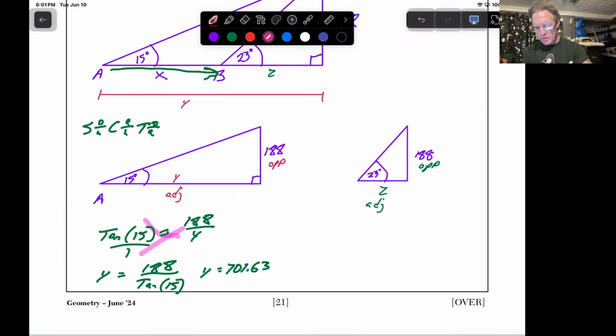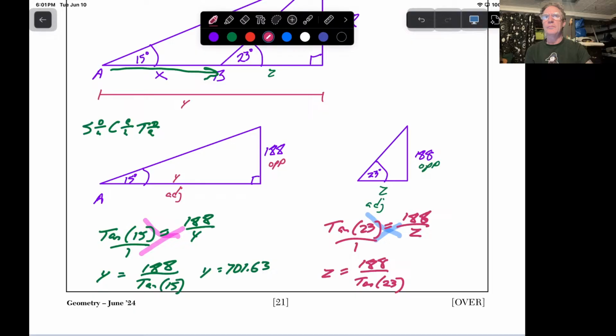This one, it's the same calculation, only you're just changing the angle. Tangent of 23 equals 188 over z. That's a z. Cross multiply, and you're left with z equals 188 over tangent of 23. Plug that in your calculator, you get z equals 442.9.